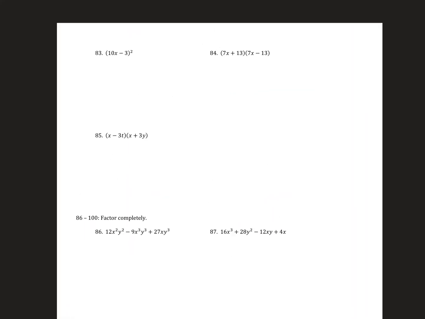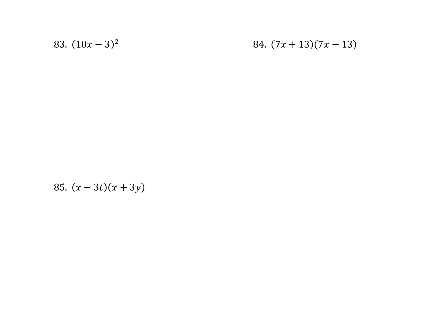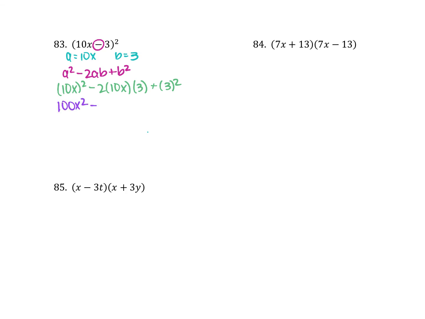For 83, you have 10x minus 3 to the second power. Same thing that we did in the last one. Your a is the 10x, your b is the 3. Subtraction separates the two, so we'll use a squared minus 2 times a times b plus b squared. So this is just going to give us 10x to the second power minus 2 times 10x times 3 plus 3 to the second power. The 10x to the second power is 100x squared minus 20x times 3 is 60x plus 9.